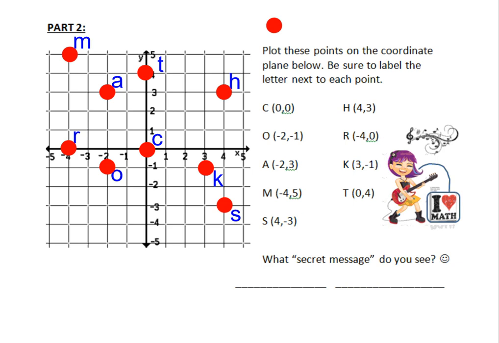Now, the ones people get confused more are letters R and T. Letter R says -4, 0, so I want to go left 4, and then 0, which means I don't go up or down. I just stay right there on the line. Letter T means I do not go left or right because the first number is 0, but I do go up 4. So that's why those are left like that. And if you did this right, if you look at the top 4 letters and the bottom 5 letters, the secret message is math rocks.